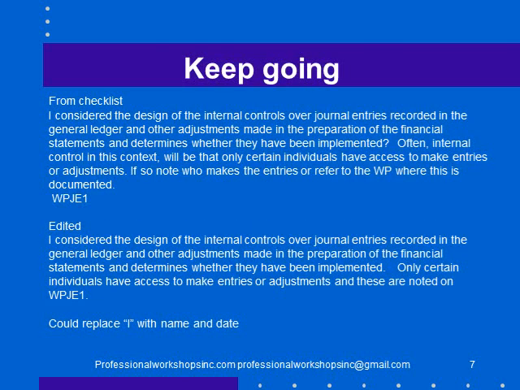I considered this. Now the checklist is phrased as a question. We'll probably want to turn that into a statement. And then the checklist has a piece of advice that maybe certain individuals have access, and if they do, note who makes entries or refer to a working paper where this is documented. And the checklist goes okay, see working paper JE1. So this time we just go, I considered the design, and only certain individuals have access, and these are noted on working paper JE1. And again, you could replace the I with a name and the date. It'll depend on the nature of the memo.